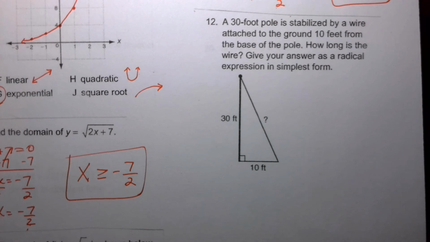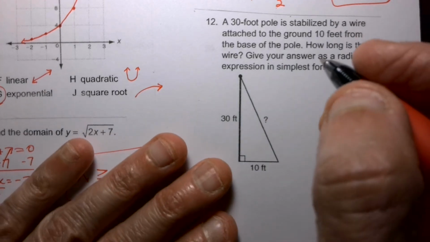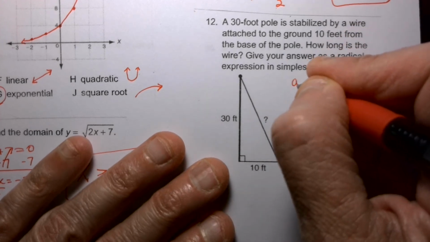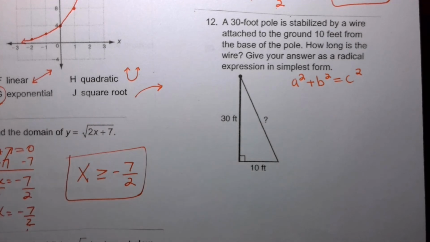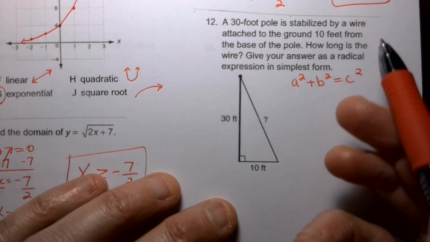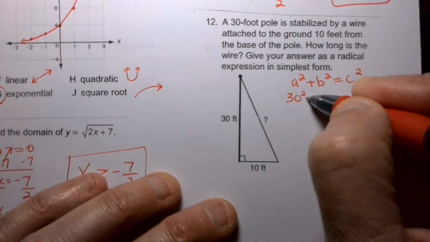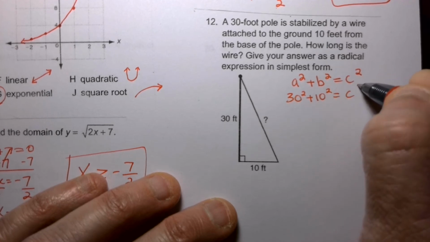All right, so number 12, a 30-foot pole is stabilized by a wire. Okay, so we're going to be using the Pythagorean theorem. Hopefully that is one thing you will have to remember. A squared plus b squared equals c squared. And the a and the b are the legs. So we'll put in 30 squared plus 10 squared equals c squared.